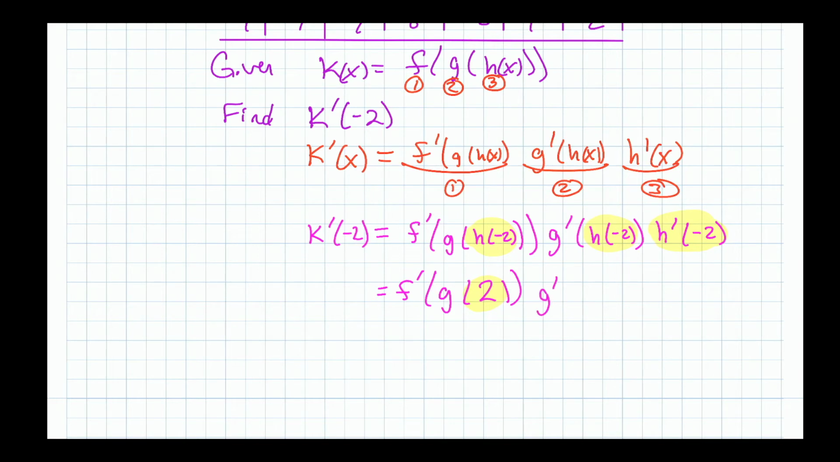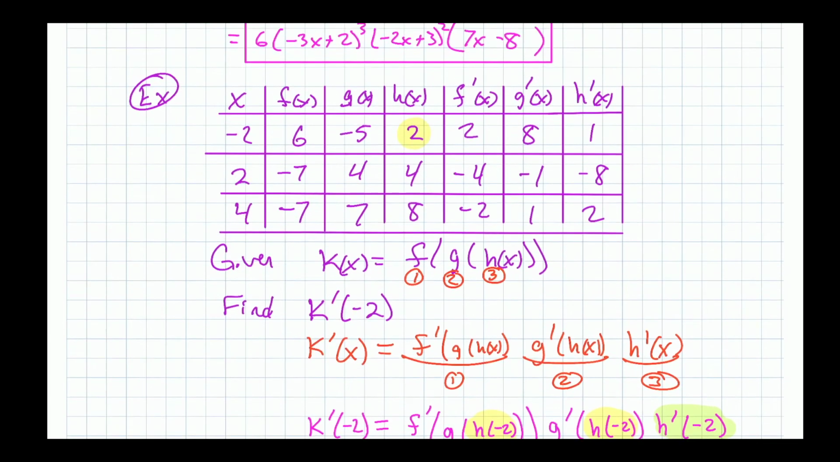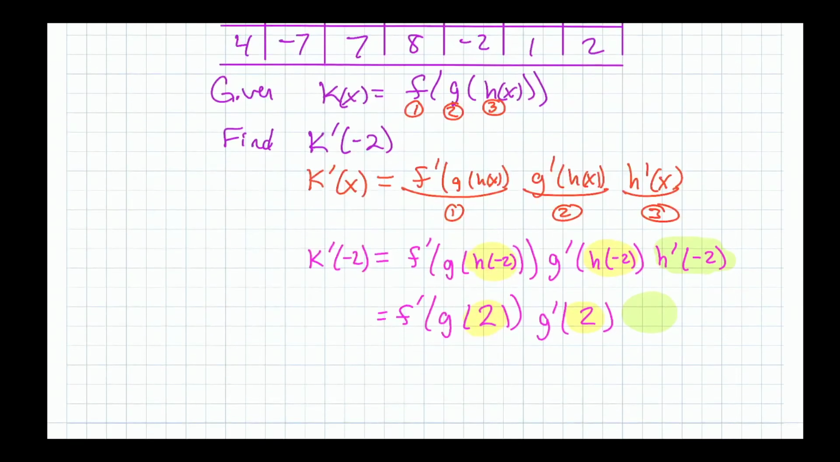Then I have g prime of h of negative 2, but we just looked that up, right? That's 2. And then I have h prime of negative 2. Well, what's h prime of negative 2? I actually want to erase that and put a different color. So what's h prime of negative 2? Well, let's look up here. That's where h prime of negative 2 would be, and it's a 1. So I come down here and say that is 1.